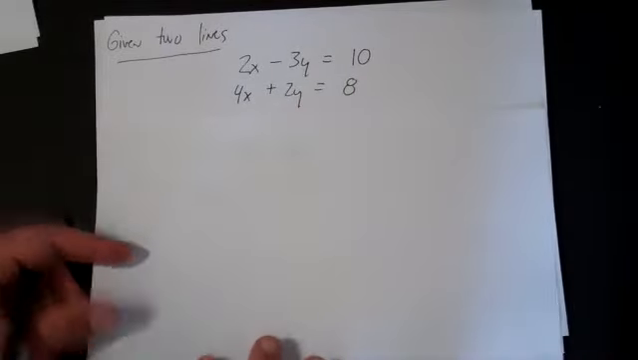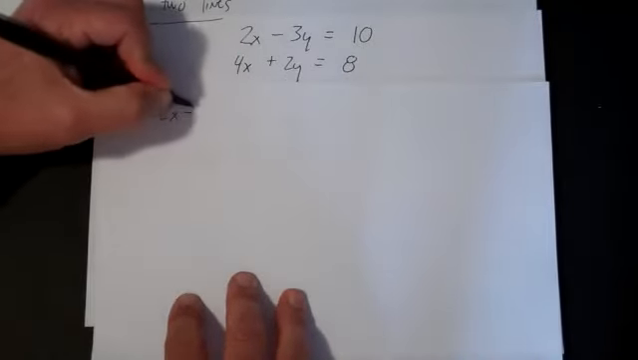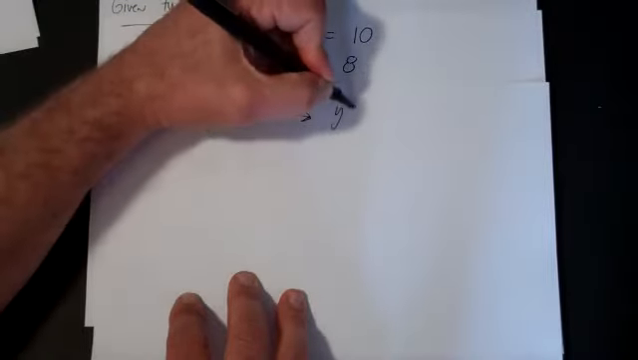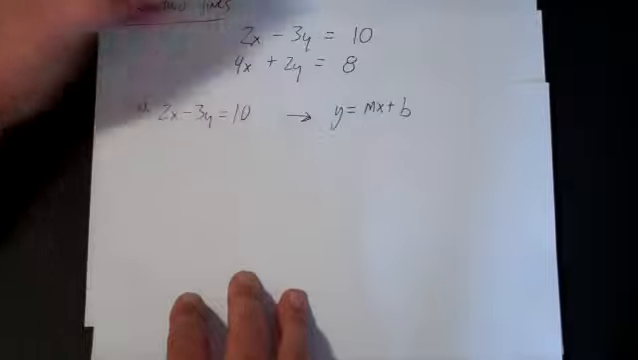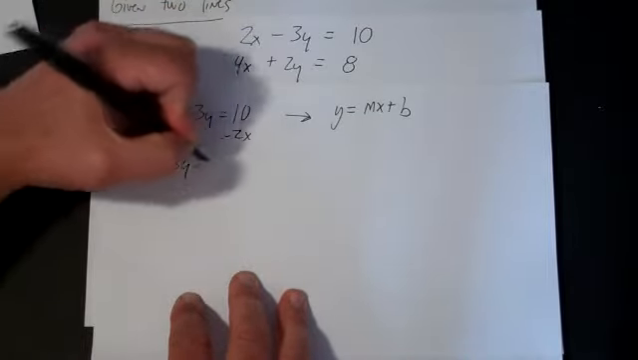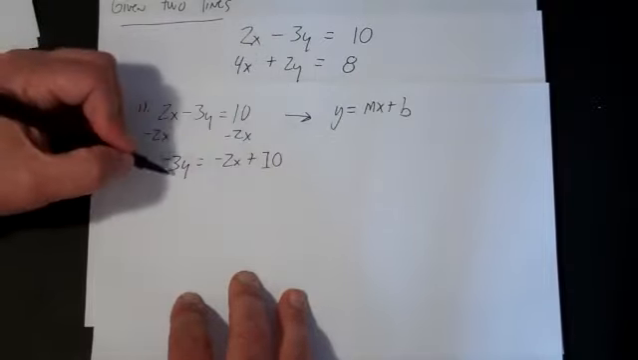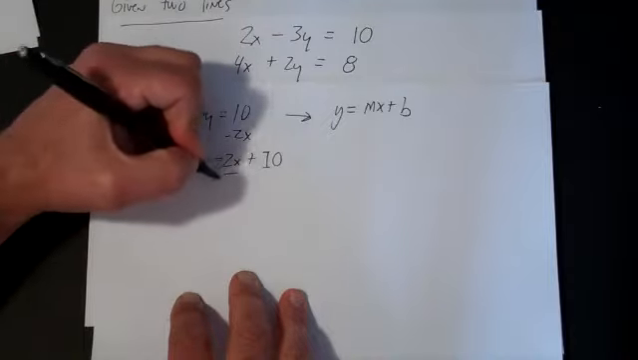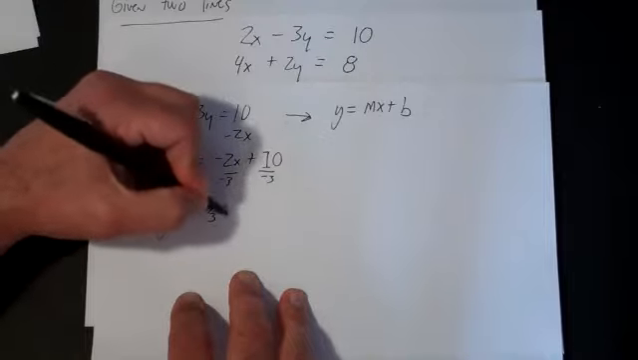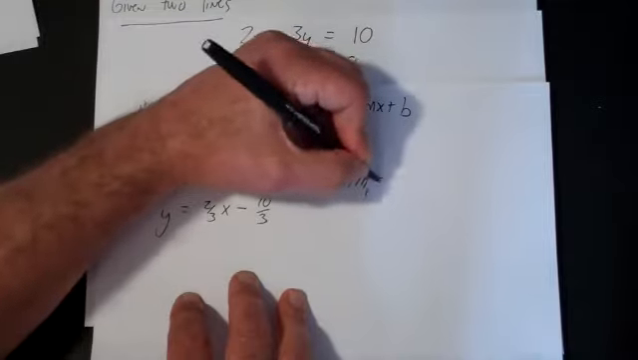So your first step here, let's find the slope of the first line. You go 2x minus 3y is 10. Rewrite this, y equals mx plus b. So then that's minus 3y is minus 2x plus 10. Divide by minus 3. And you get y is equal to 2/3 x minus 10/3. So you have a slope of 2/3.